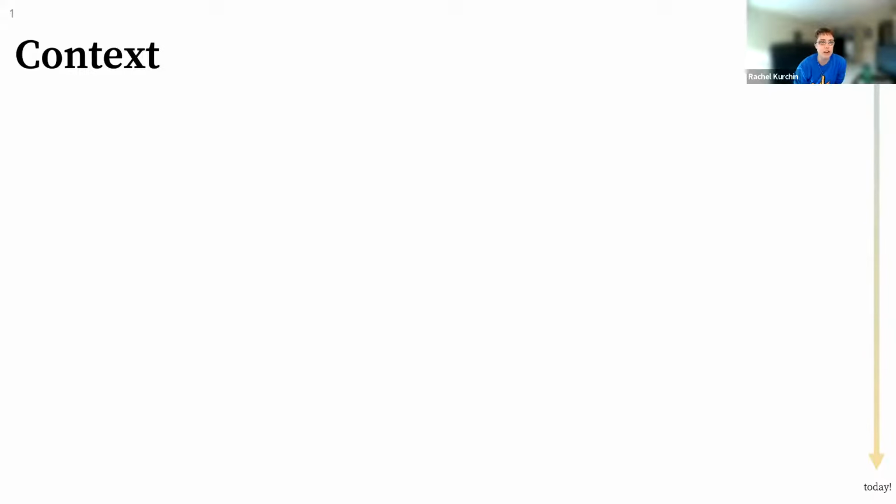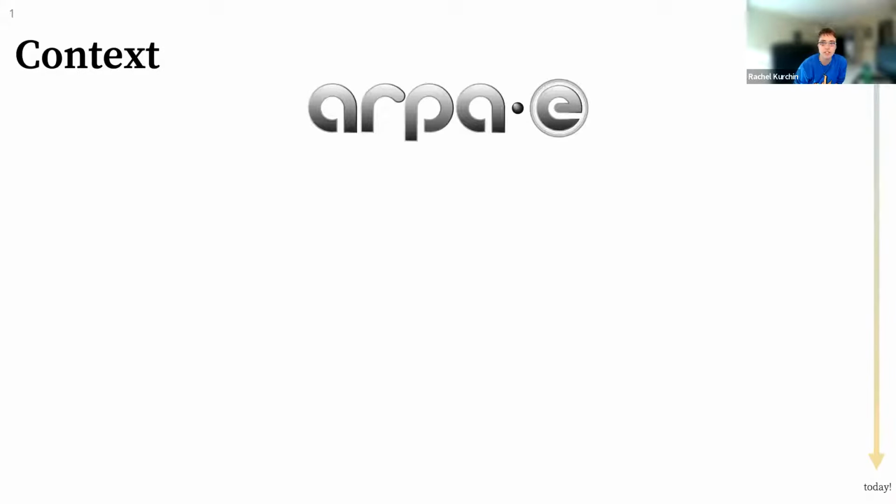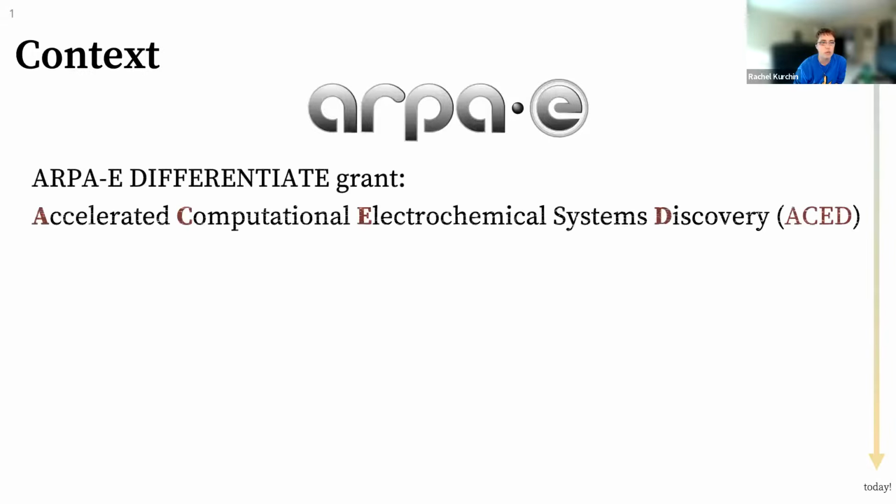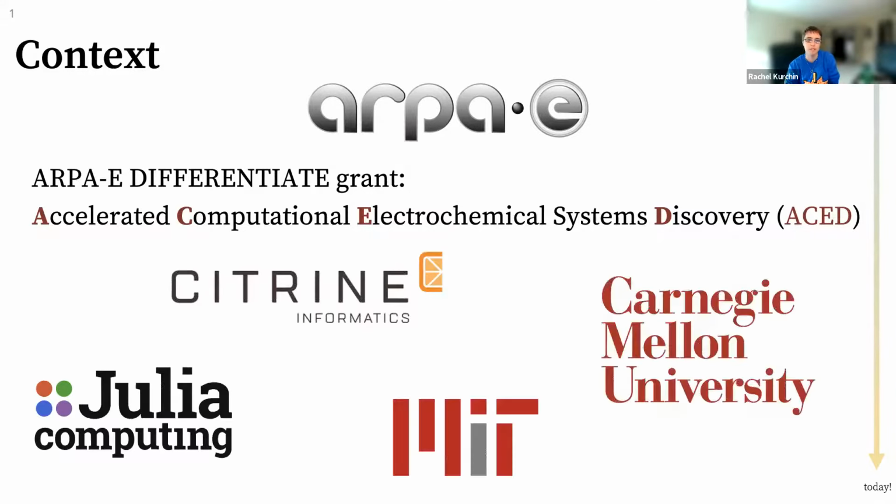To give a little bit of context, I started my postdoctoral work with no Julia experience in September of 2019. In December, our group was awarded this ARPA-E collaboration grant. We called ourselves ACED, the Accelerated Computational Electrochemical Systems Discovery team. And it's a fantastic collaboration with folks from a bunch of different companies and academic settings. And this was the kickoff point, given that we were collaborating with Julia Computing. I'd been starting to dabble with Julia a little bit, and this was really what pushed me into jumping all the way in and learning.